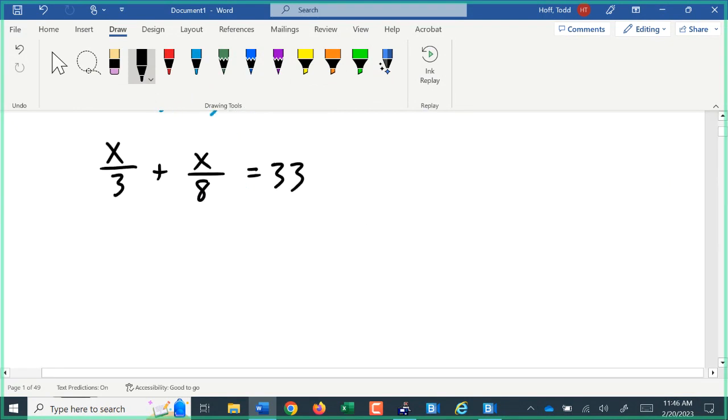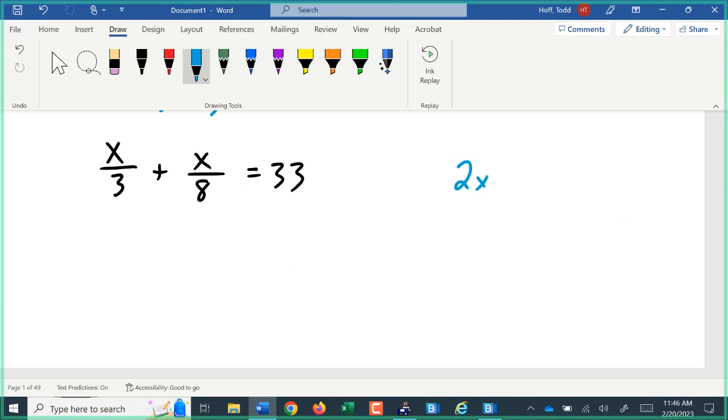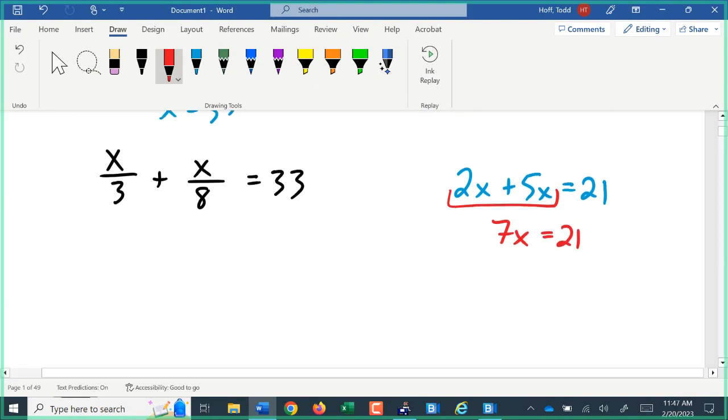Now, x has been divided by two different things. Can't just multiply by one of them and make it go away. But there are similarities here between this and something like 2x plus 5x equals 21. In a problem like this, we just combined 2x and 5x. 2 plus 5 is 7. That made 7x.